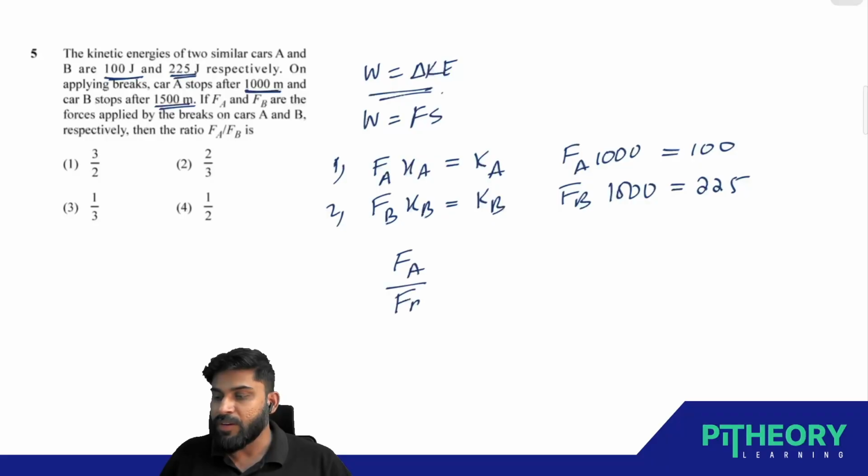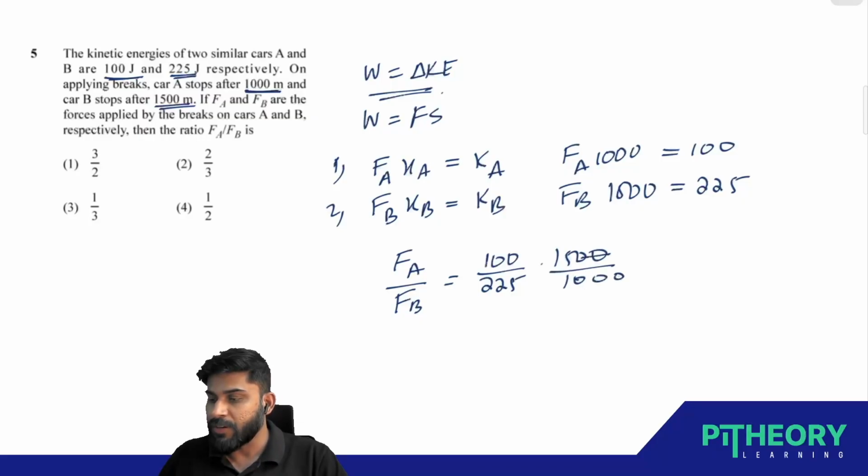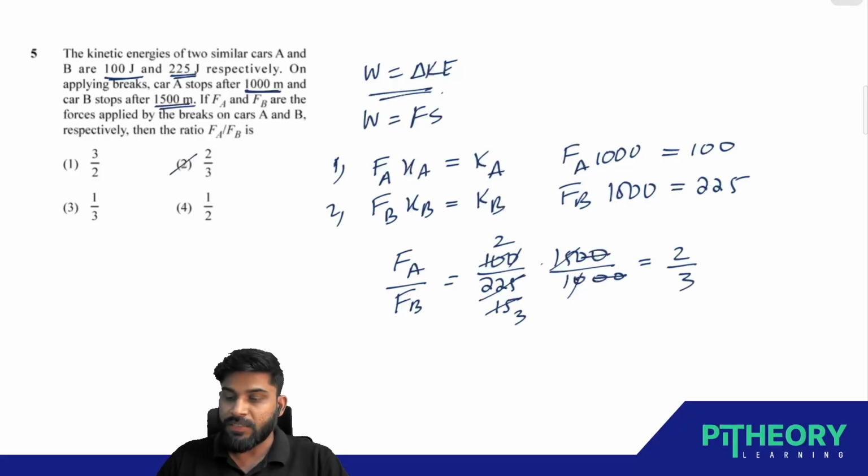FA by FB, when you take the ratio of these two equations, is 100 divided by 225, and 1500 will go the other side, 1500 divided by 1000. How do we simplify this? These two zeros will go. 15 into 15 is basically 225, and you are going to get 10 by 15, which you can write as 2 by 3, as 5 will go into both. So 2 by 3 will be the answer. Again, option 2 will be the answer for this.